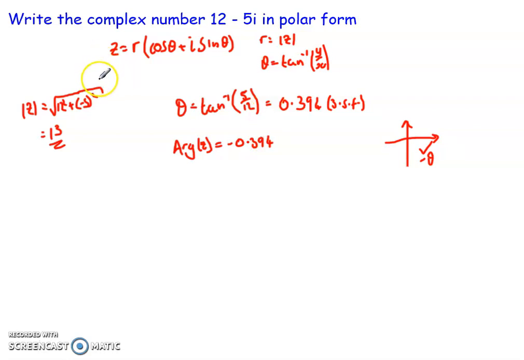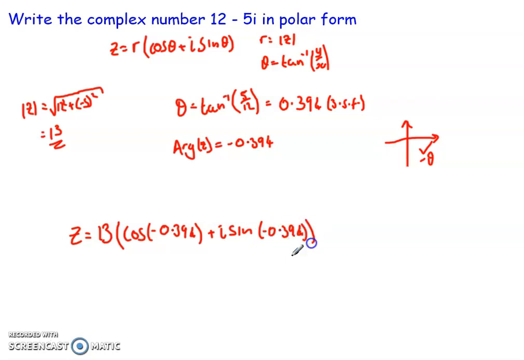Now to write the number in polar form, all we have to do is stick all this together. So now I say fine, so I know z is equal to the r, which is 13, bracket cos, now it's a negative number, so put a bracket around that just for formatting, cos of negative 0.394 plus i sine of the negative 0.394. And there you go, that's the number in polar form.